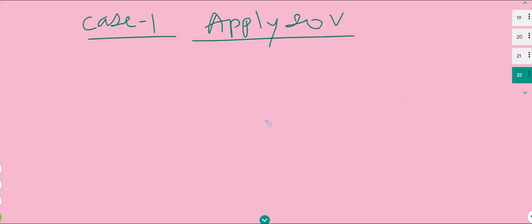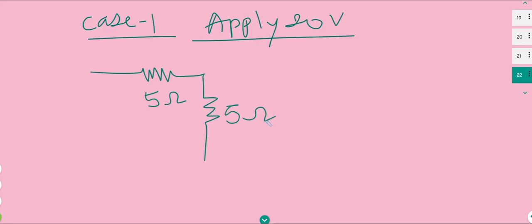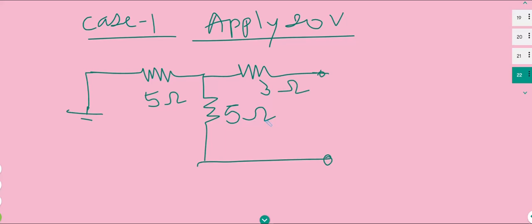So what will the circuit be now? It will be like this: 5 ohm, 5 ohm, here you have 3 ohm. Okay, and here this circuit is open. Here you have 20 volt. This circuit is open because we have replaced the current source with its internal resistance. Now no current will flow through this branch, only through this.